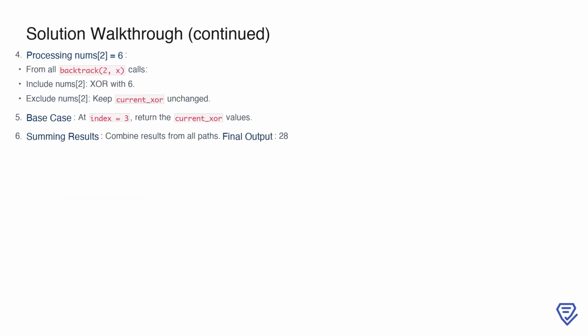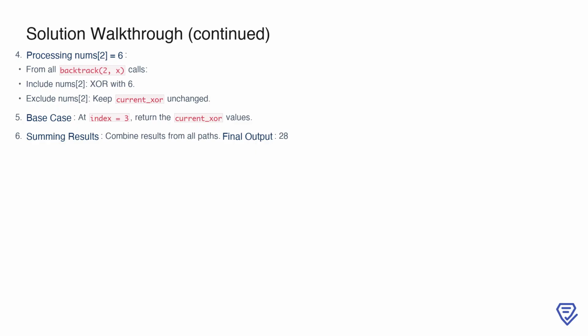Next, we process the last number, nums[2], which is 6. At this stage, we evaluate all possible subsets formed in the previous steps. For each branch of the recursion, we have two options: include nums[2], which updates the XOR by performing an XOR operation with 6, or exclude nums[2], which keeps the XOR unchanged. After processing nums[2] across all branches, we reach the base case at index 3, where we return the current XOR value for each subset. These returned values represent XOR totals for all possible subsets of the input array.